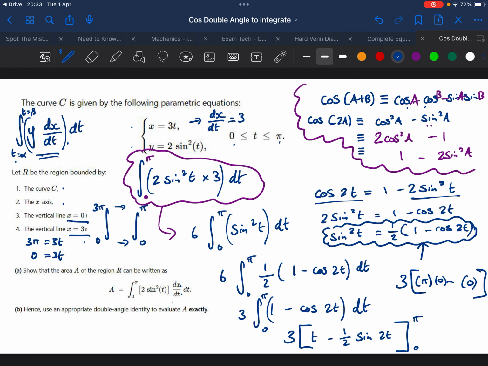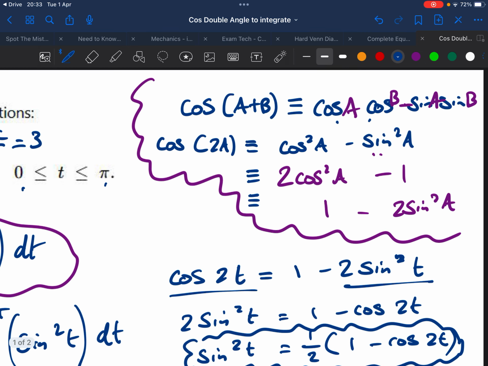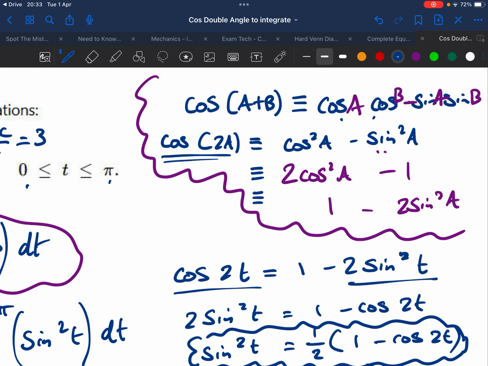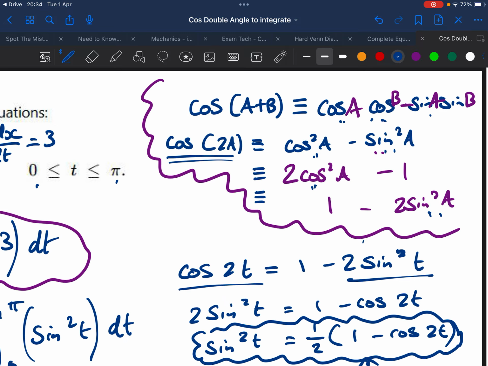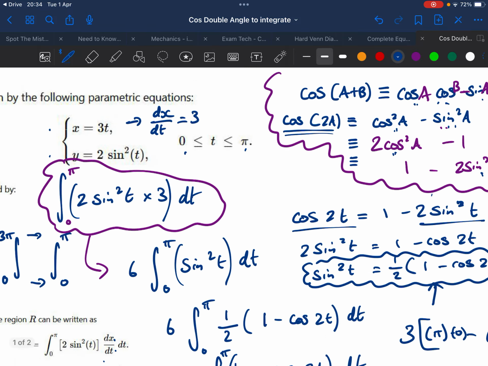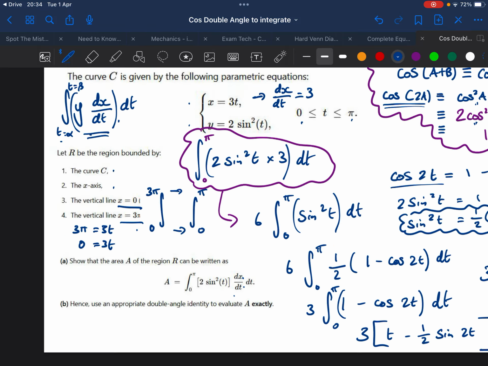Okay, so the main focus really is, what you need to know is the cos double angle is cos, sine, sine, cos, sine, sine, cos, sine, sine. It helps you quickly place things in the right part rather than spending a lot of time on that. And it's very, very common for this to be part of a parametric integration question.